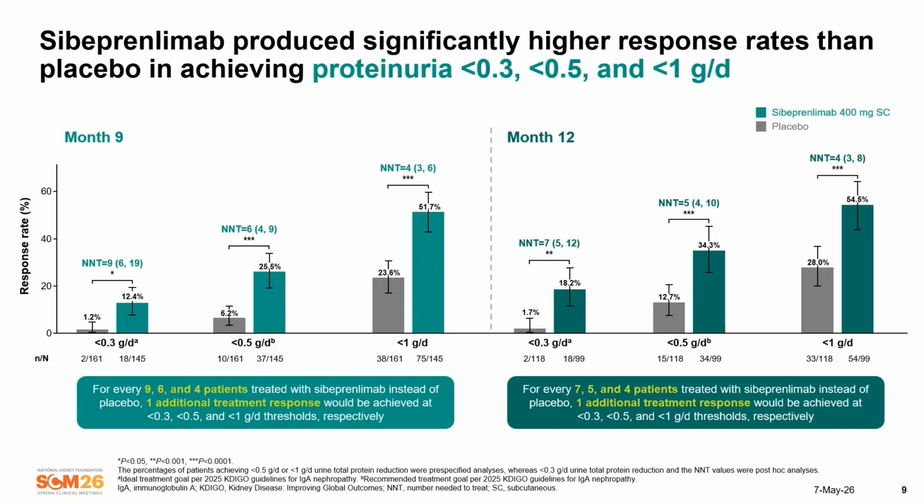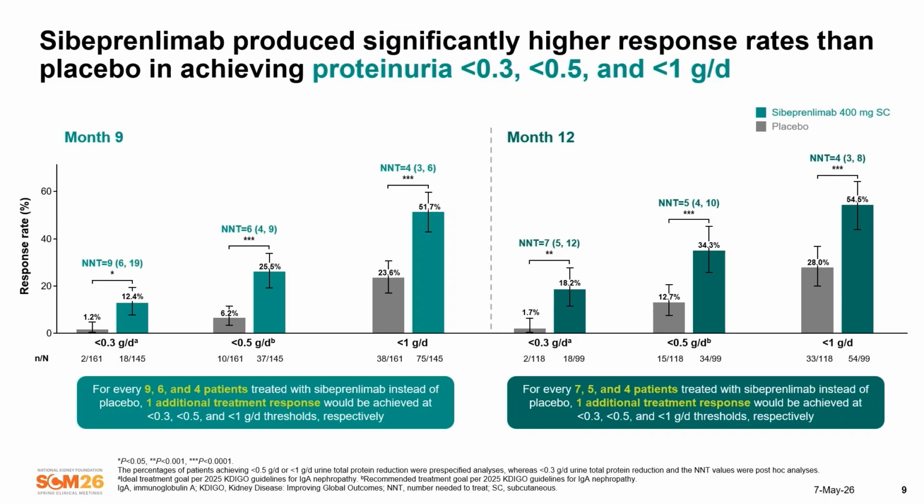So here are the results. You can see that sibeprenlimab produced significantly high response rates when compared to placebo. So you can, on the x-axis, on your left-hand side, let's see, does that work? Maybe, yeah. This is 9 months, and this is 12 months. And you can see that, if you use less than 0.3 gram per day, less than 0.5 gram per day, and less than 1 gram per day as thresholds, all of these are in favor of the treatment arm, which is shown in the green bars.